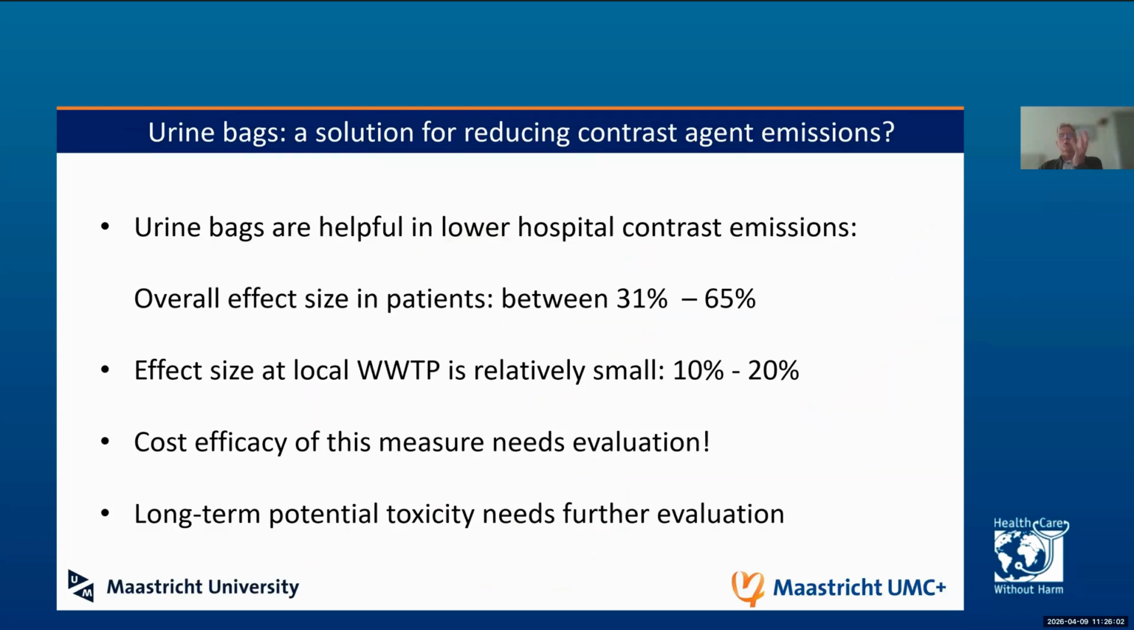So, summarizing, I think our urine bags are helpful. The overall effect size in handing out is between 1/3 and 2/3. We're not sure, because it's very difficult to reach everyone. We are happy that we could already reach about 1/3. The effect is small at the wastewater treatment plants. That's relatively small, but there is, of course, a huge dispersion of patients.